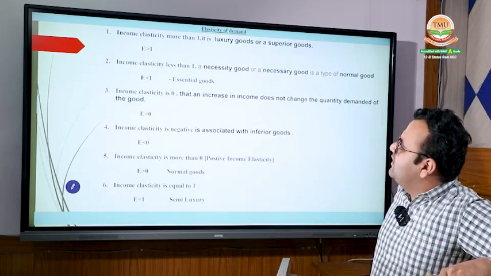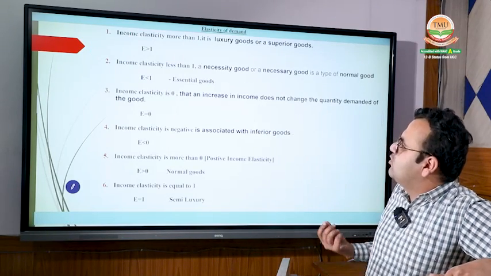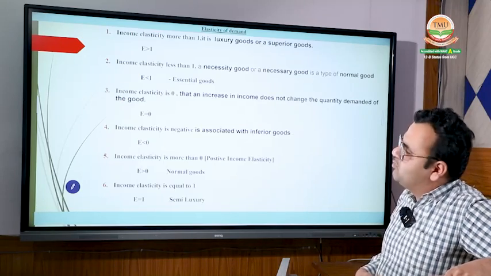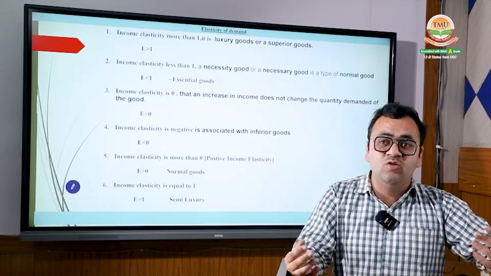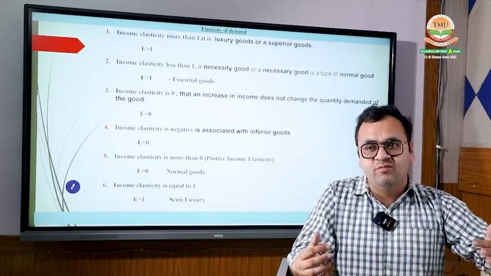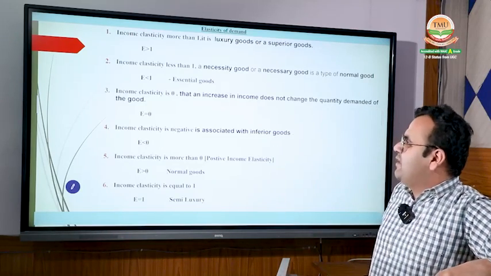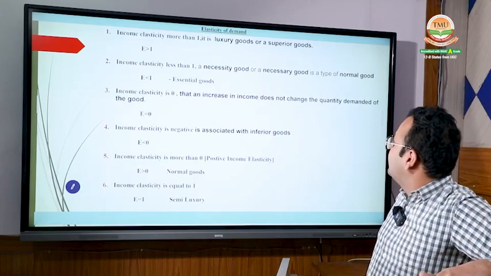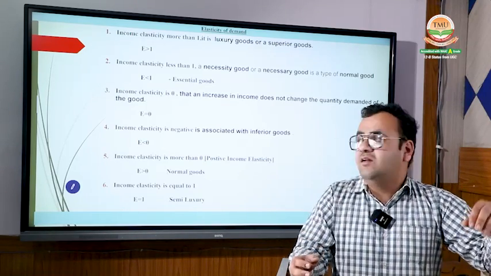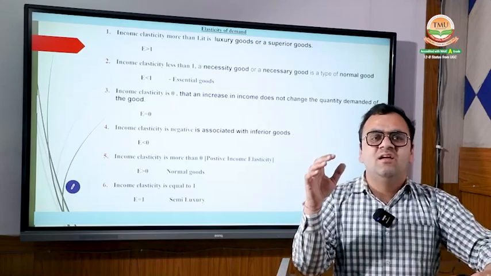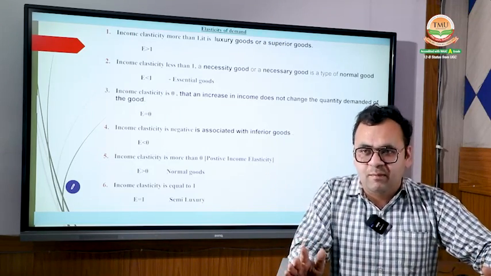Next, income elasticity of demand more than one is luxury goods or superior goods. When income elasticity of demand is more than one, it means that he is using luxury goods, superior goods, products of very high cost, which have a very high price in the market. Second, income elasticity less than one is necessary goods, a type of normal goods. Income elasticity less than one means he is not using very expensive goods, he is only using middle types of goods.